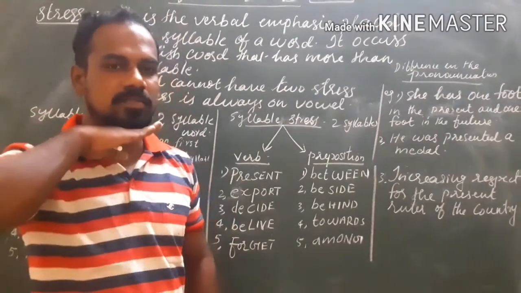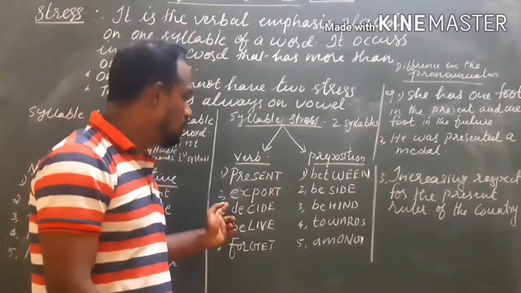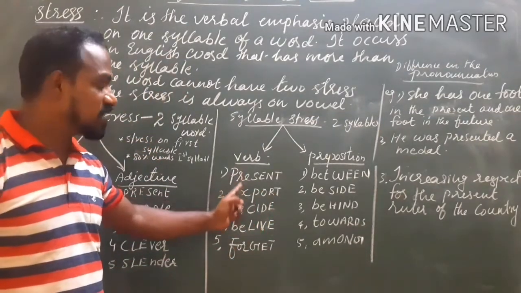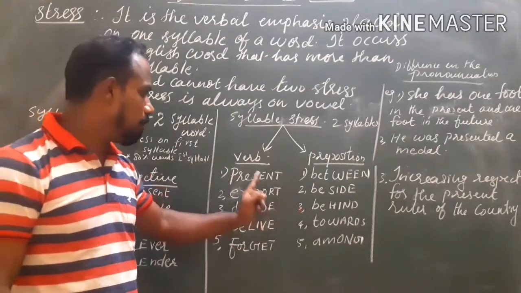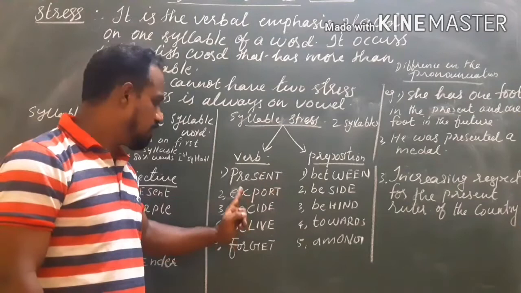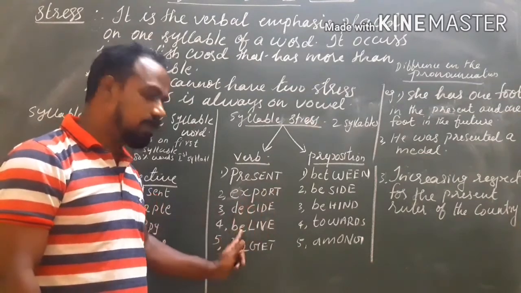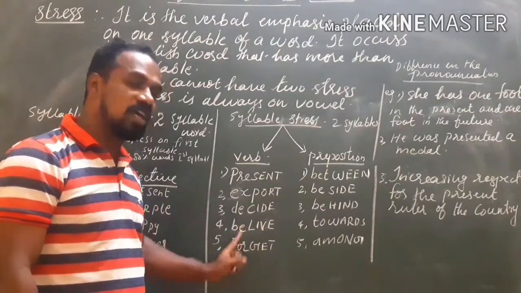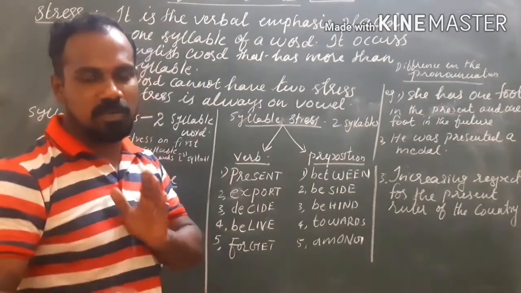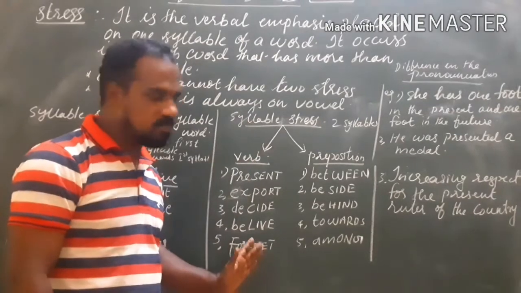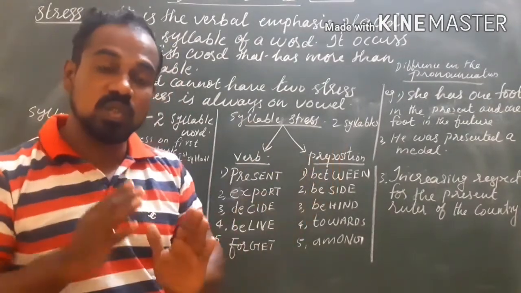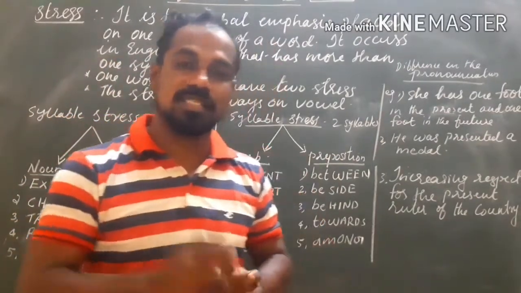We can just check it here. Export, see, two times. So it is a two-syllable word. How to pronounce? We have to give stress on the second syllable. Present, export, decide, believe, forget. See, these are all stressed on the second syllable because they are verbs. The same rule is applied for prepositions too. For prepositions also we give stress on the second syllable.